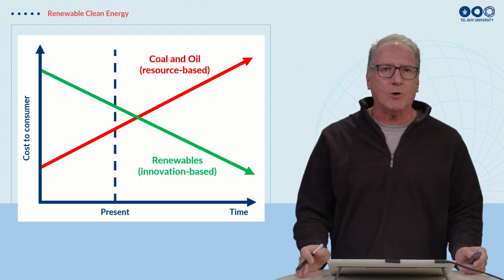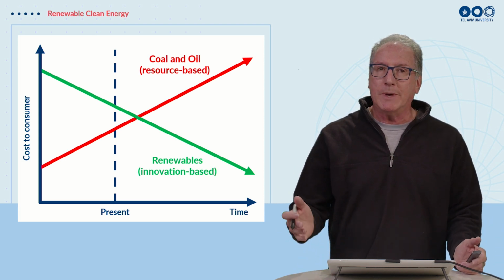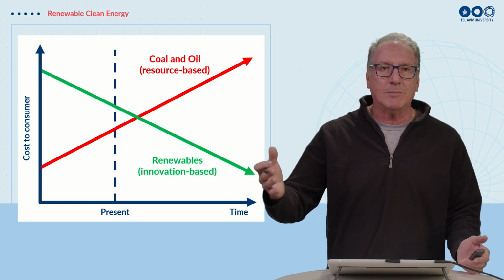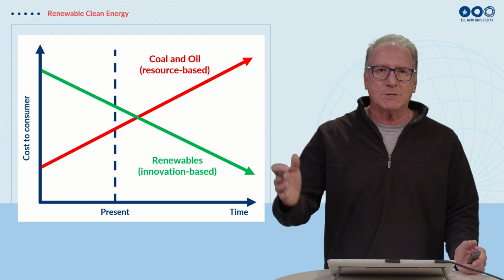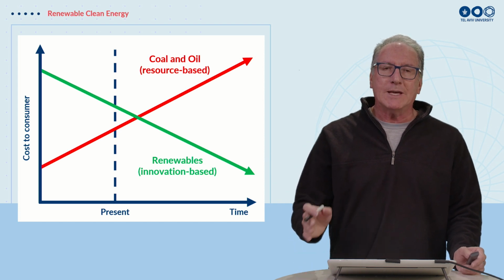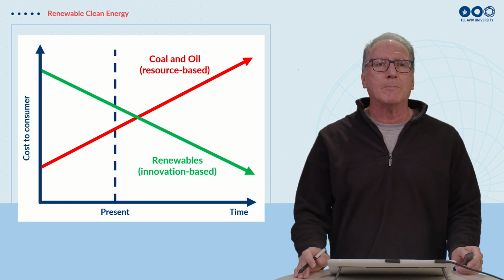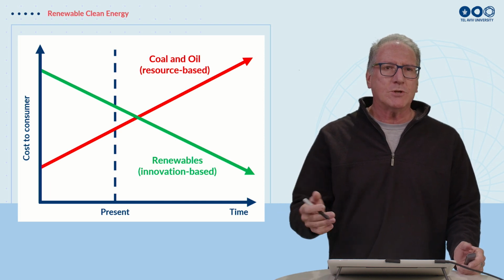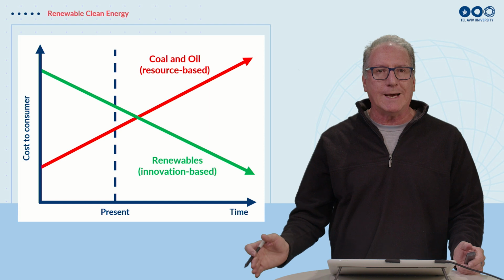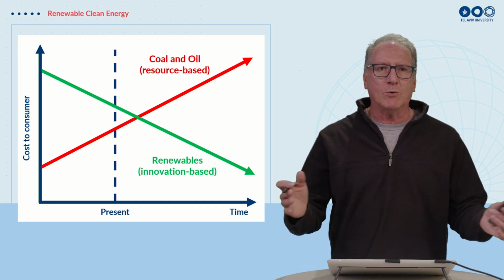We're going to run out of oil, we're going to run out of coal. It may take another 100, 500, maybe 1,000 years, but eventually it's going to run out. And we're not really certain how much there's left in the ground. As things become scarce, the price goes up. On the other hand, when we talk about innovation and research and development, the price is going to go down with time.